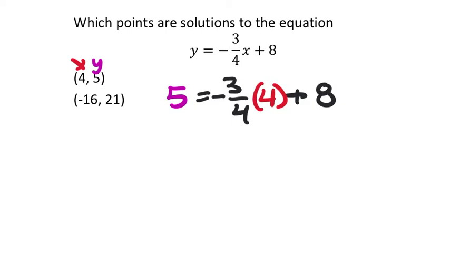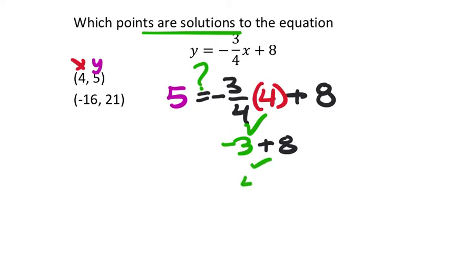Now, is it a solution to the equation? Again, remember when we checked, we put a question mark over the equal sign? That's what I'm going to do. You could put this in the calculator if you'd like. I'll evaluate it real quick. Negative 3/4 times 4 is negative 3. And then I would add 8 right there, and negative 3 plus 8 is 5.